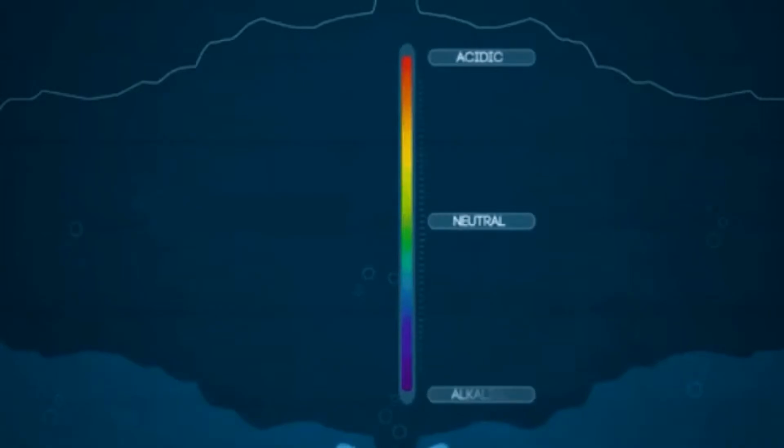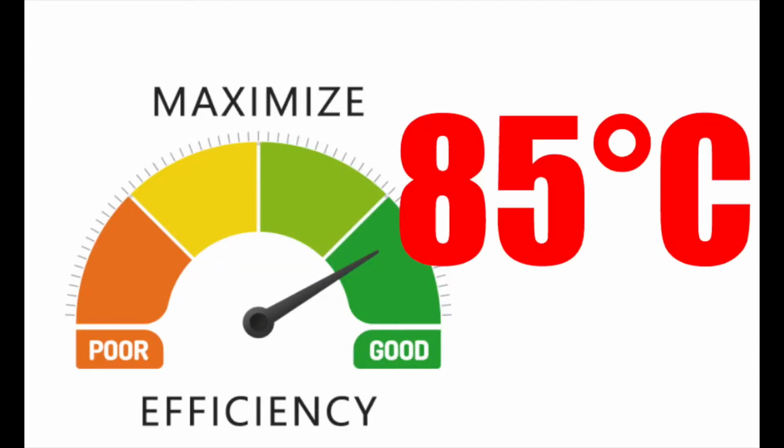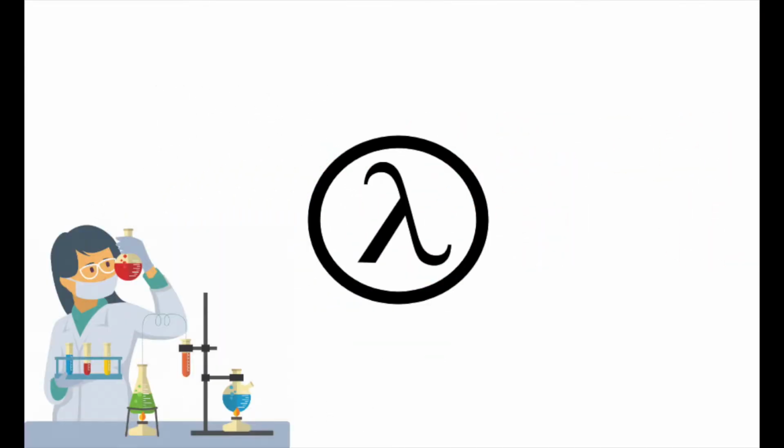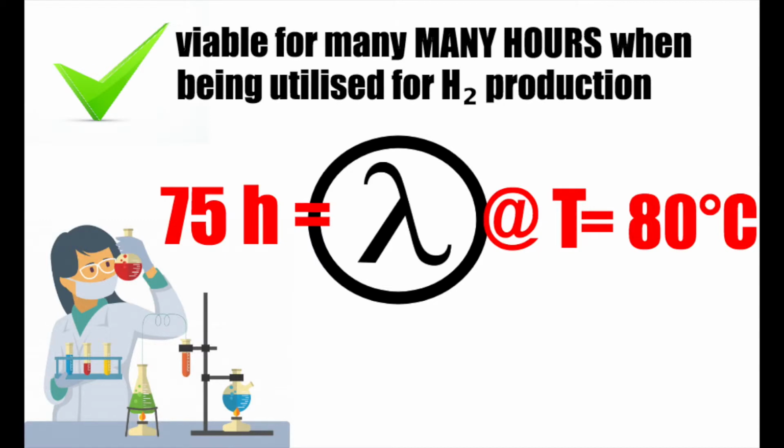The optimum pH for enzymatic function has been observed at a pH of 6 and a maximum efficiency is reached at a temperature of 85 degrees C. The half-life of nickel iron selenium hydrogenase has been measured at 75 hours at a temperature of 80 degrees C and therefore is viable for many hours when being utilised for hydrogen gas production.